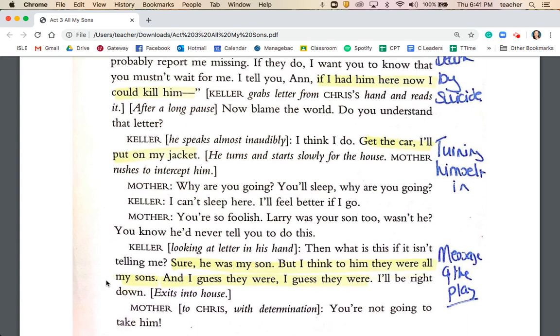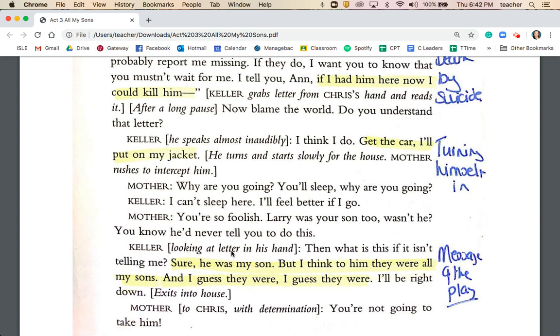And this, of course, is one of the most important lines in the whole play. When looking at the letter and realizing what he's done, he says, "Sure, he was my son, but I think to him they were all my sons. And I guess they were." This idea that those other men who died in the war, the men who died as a result of the cracked cylinder heads that Joe shipped out, he had a responsibility to them in the same way that he has a responsibility to his own son, and that he has a responsibility to the wider world here, which is what he's resisted the whole way through this play, and maintained that family is the most important thing. But he's coming to that realization that there is more in the world that's important than that, and that this idea that they were sort of symbolically all his sons here.